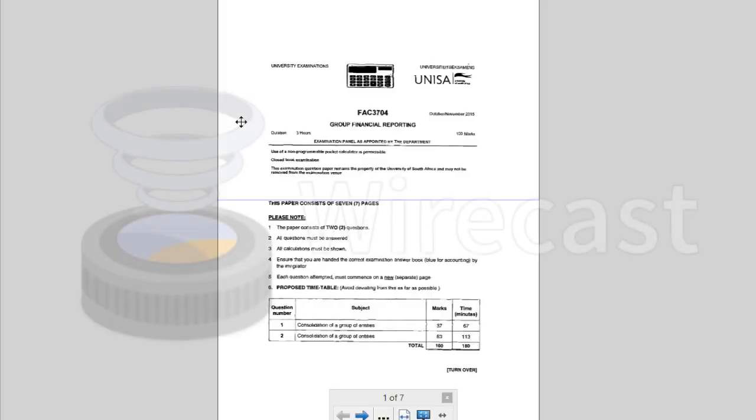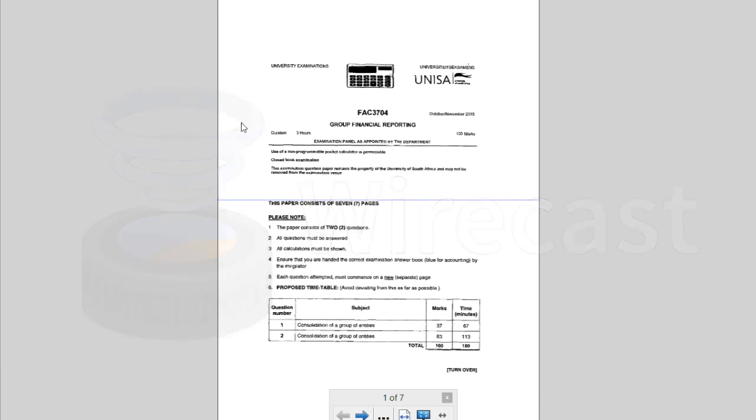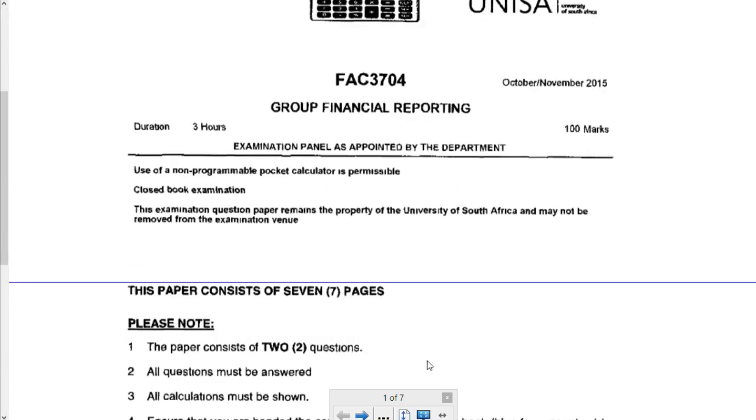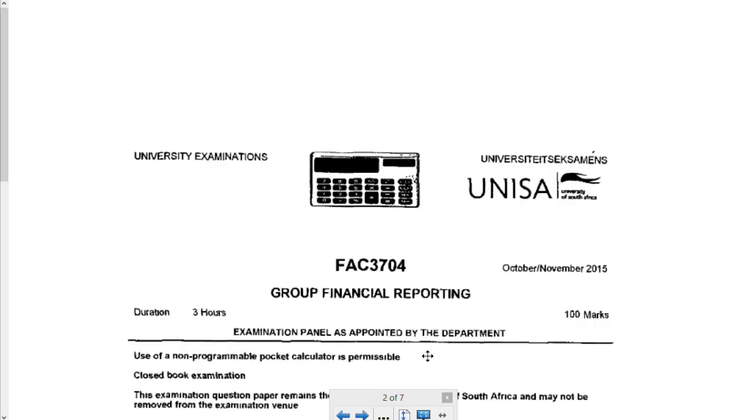Okay, so we're going to look at this past exam paper from October 2015. There were two questions, one shorter question for 37 marks and one big question for 63 marks, which is horrific, isn't it, to see such a long question in the exam. I'm going to just go through it quickly so that I can get a feel for what's in each question.